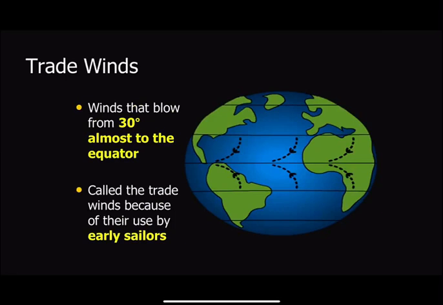Now let's look at these trade winds. Trade winds are winds that blow from 30 degrees almost all the way to the equator. They're called trade winds because of their use by early sailors. Sailors used these trade winds to travel all over the world.